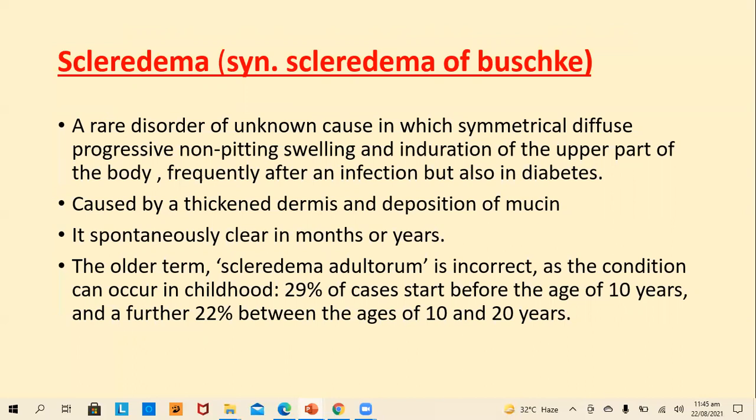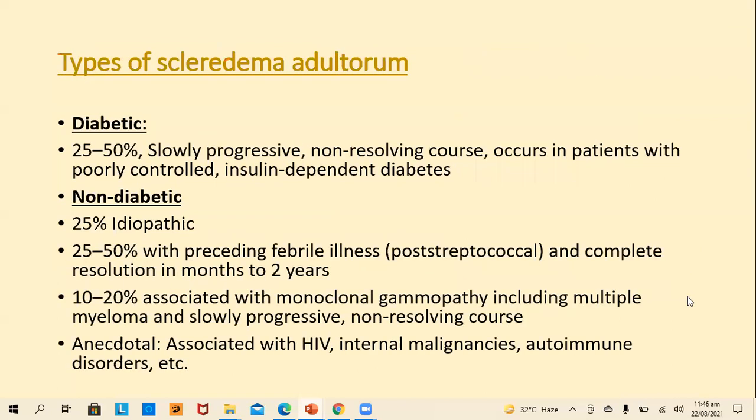It spontaneously clears in months or years. The older term, scleredema adultorum, is incorrect as the condition can occur in childhood. 29% of cases start before the age of 10 years and further 22% between ages of 10 and 20 years. Types of scleredema adultorum. The first is diabetic and second is the non-diabetic. So among the diabetic, 20 to 50% are included.